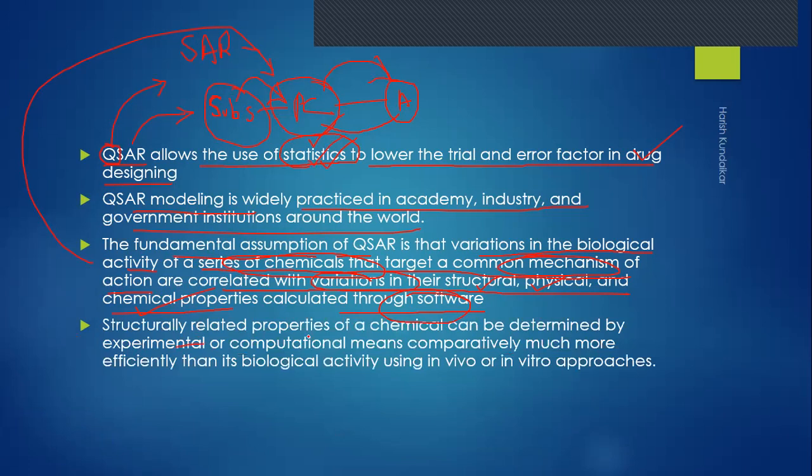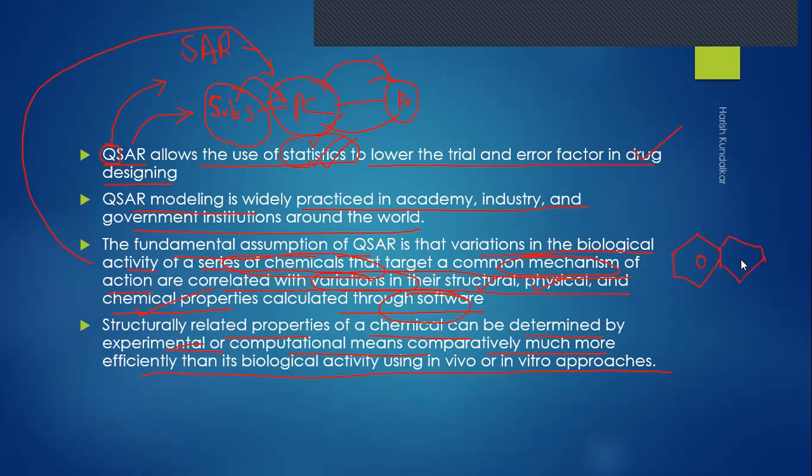Structurally related properties of chemicals can be determined by experimental and computational means much more efficiently than the biological activity using in vitro and in vivo properties. So, for instance, let us take the classic example that we have been talking about again and again, the naphthalene ring system.